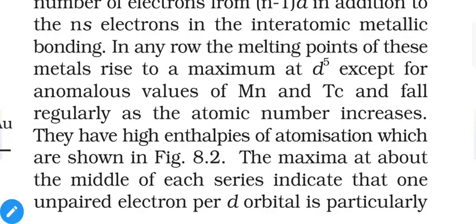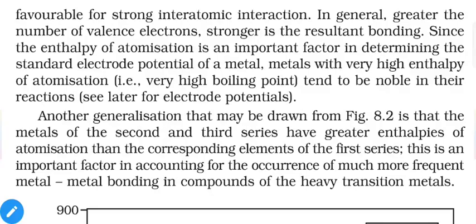They have very high enthalpies of atomization, which are shown in figure 8.2. The maxima about the middle of each series indicate that one unpaired electron per d orbital is particularly favorable for strong interatomic interaction. That means we have a total of 5 different d orbitals, and if each d orbital contains one unpaired electron, in total we have 5 unpaired electrons. At that time it is favorable for strong interatomic interaction.